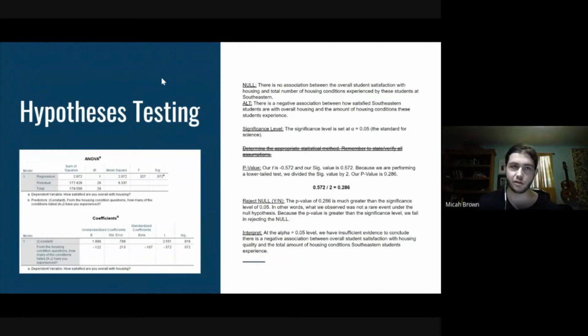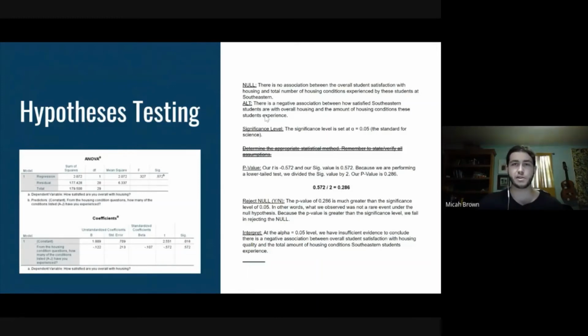After this, we decided to test some hypotheses, to test the claim that we made. We made our null, being there's no association between the overall student satisfaction with housing and total number of housing conditions experienced by these students at Southeastern. Our alternative, however, is that there is a negative association between how satisfied Southeastern students are with overall housing and the amount of housing conditions these students experience.